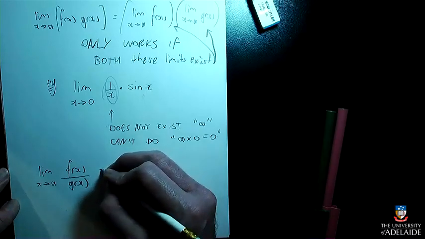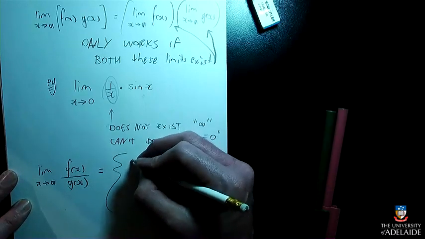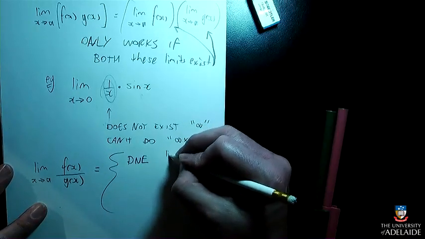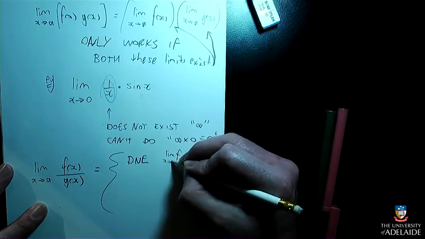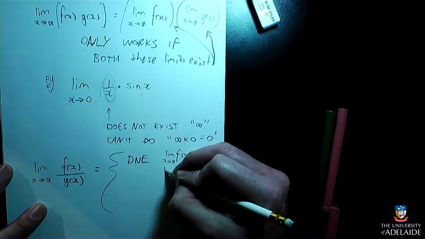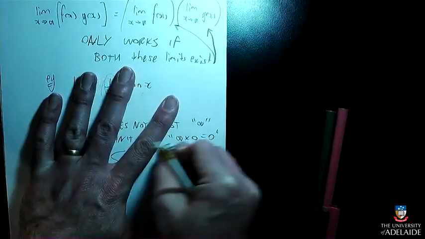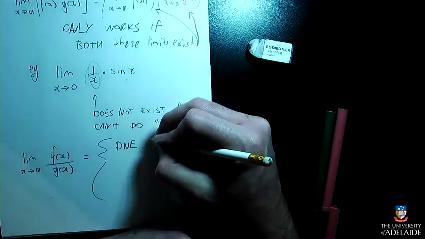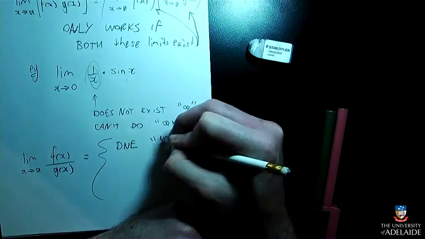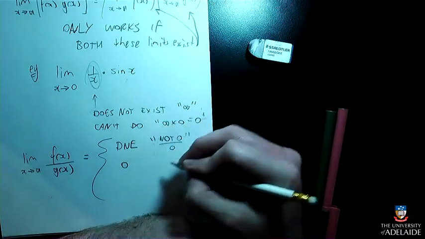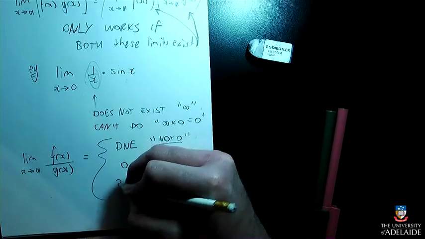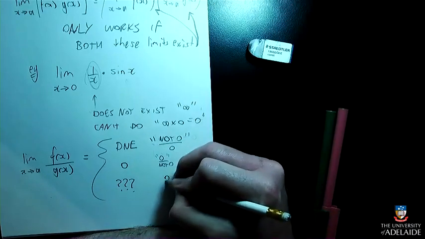So we have this thing. This is equal to, it does not exist. Definitely does not exist. Absolutely there is no other option. If the limit of the f is 0, and the limit of the bottom, no, other way around, damn it. I'm just going to write it like this. It definitely does not exist if the top is not 0 and the bottom is 0. And it's definitely 0 if the top is 0 and the bottom is not 0. But if it's both, we have no idea.